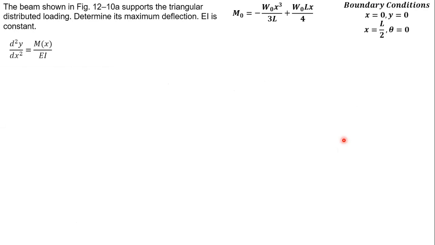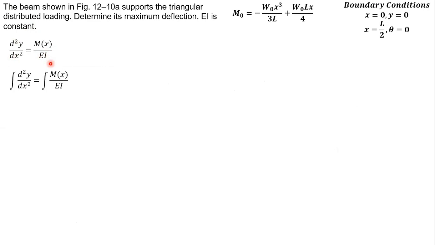So ngayon nakuha na natin yon, so proceed tayo. Alam naman natin na ito yung equation natin for beam deflection. Second derivative, so alam naman natin na ang beam deflection natin is equals to Mx divided by EI.